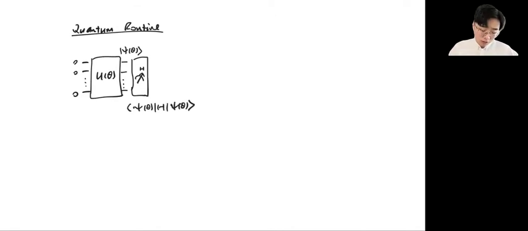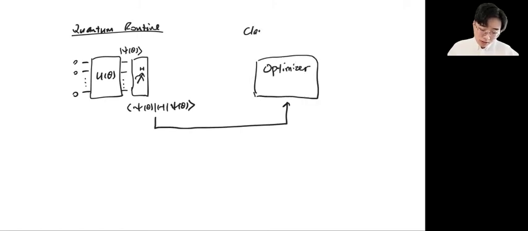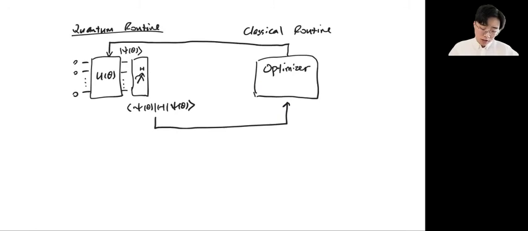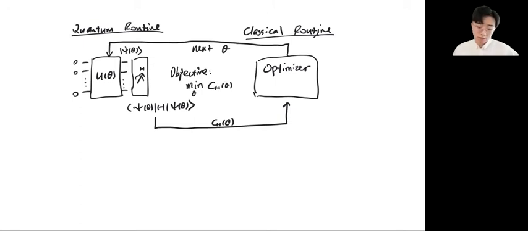Okay, so we are going to pass this measurement result into a classical optimizer. So this is the classical routine. And the optimizer is going to inform the quantum process of what parameter to use next. Now, overall, the objective is to find the parameter theta that minimizes this objective function.